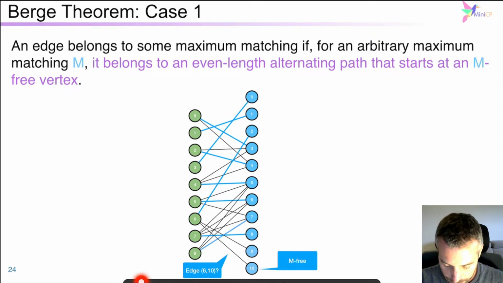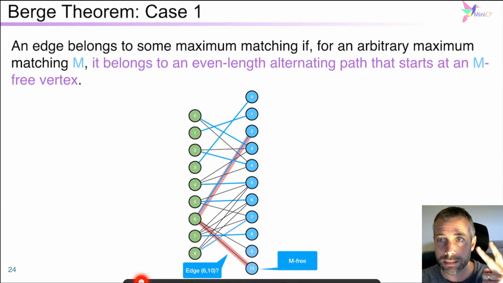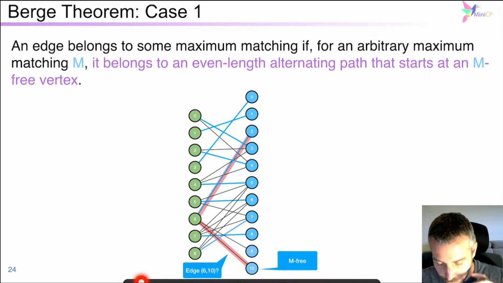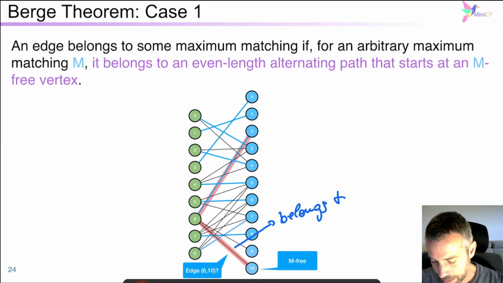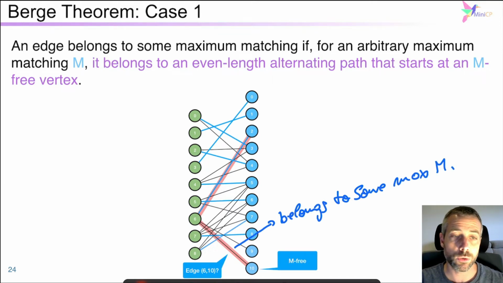Let's try to see one example. I can find at least one there. What you can see is that this one is of even length, it has a cardinality of 2, and if you flip the status of the edges along that path, then you still have a maximum matching. It means that this edge belongs to some maximum matching. It doesn't tell you which one, but you know that it belongs to at least one maximum matching.